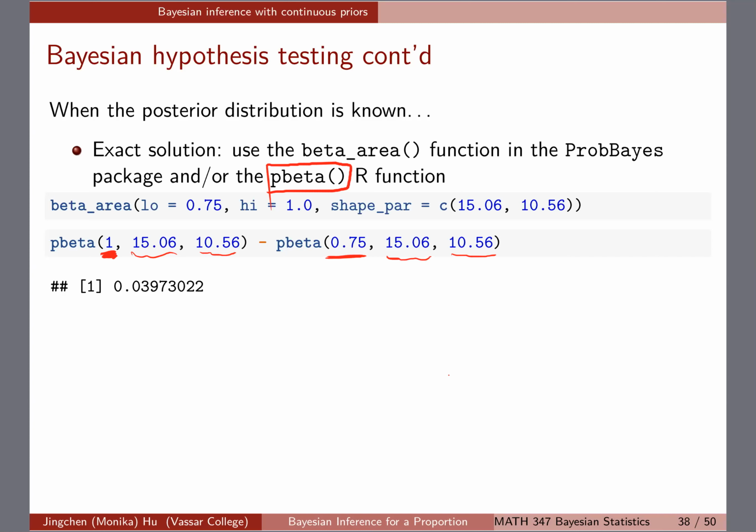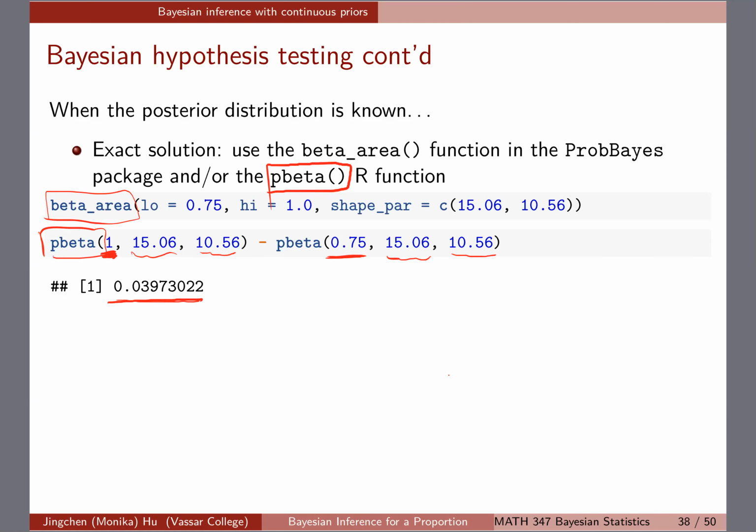So you can see that it gets pretty close to 0.04. This is probably a more detailed solution, and what's in the beta area function that we saw earlier was rounded up a little bit. Okay, so this is when you know the exact posterior distribution, which is beta 15.06 and 10.56, and you use the exact solution, either the beta area or our P beta function.